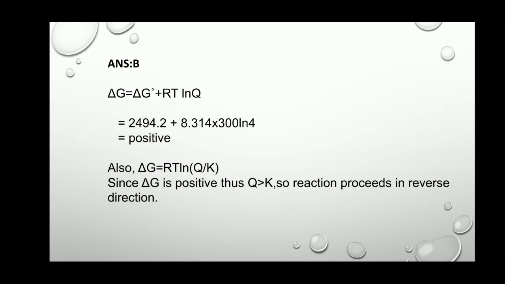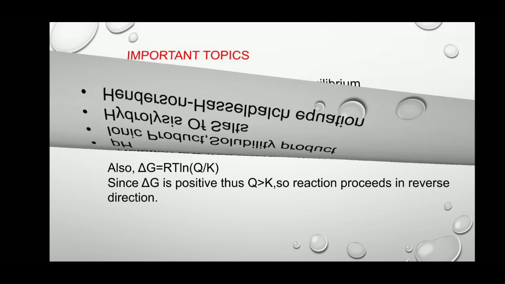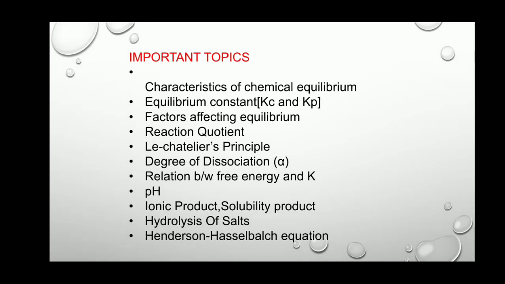direction. In another way, we can remember that when ΔG is positive, the reaction is non-spontaneous and the direction is reverse. The reaction proceeds in the backward direction. When ΔG is negative, the reaction is spontaneous and the reaction moves in the forward direction. These are the important topics of the chapter equilibrium.